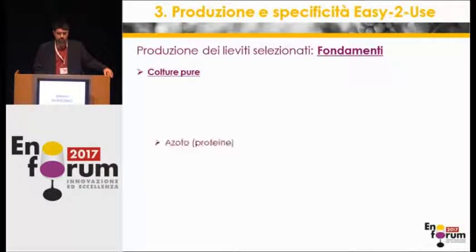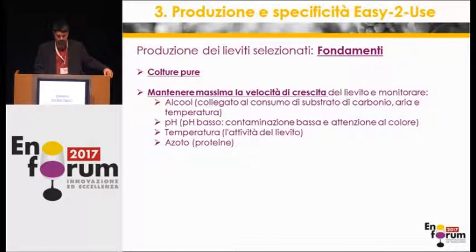Now, in this yeast production process, there are a number of essential parameters. These are pure cultures. You can't mix strains, at least not initially, during the production cycle. And during production, you have to look for the maximum growth rate, controlling alcohol production, which is connected with the consumption of carbon and sugar, air, and temperature in the substrate.